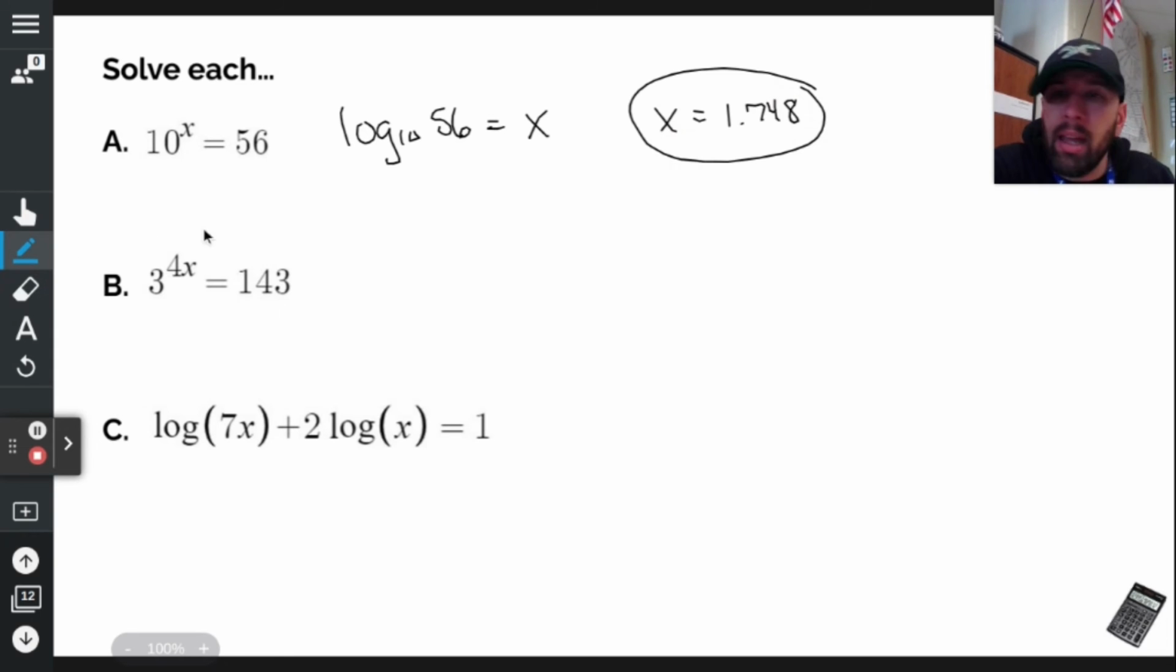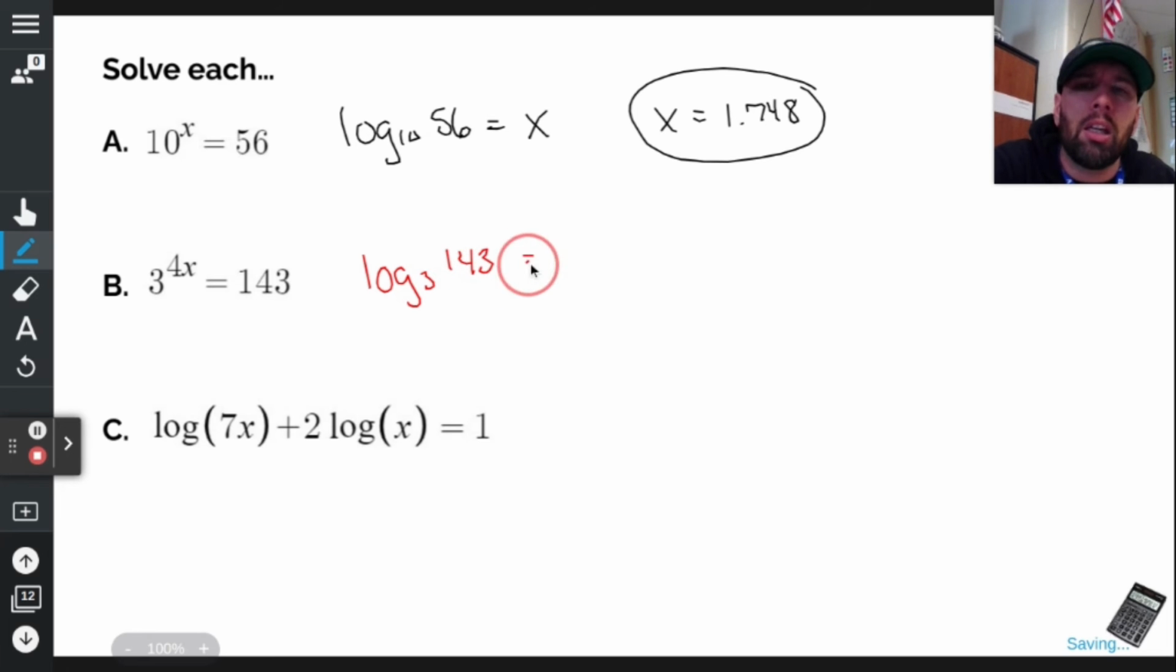Let's rewrite that as a log because, again, I really don't want to plug in a bunch of X values and see which one matches up. So if I write this as a log, I have log base 3 of 143 equals 4X. Again, take log base 3 of both sides. That'll get you that. You'll be all right.